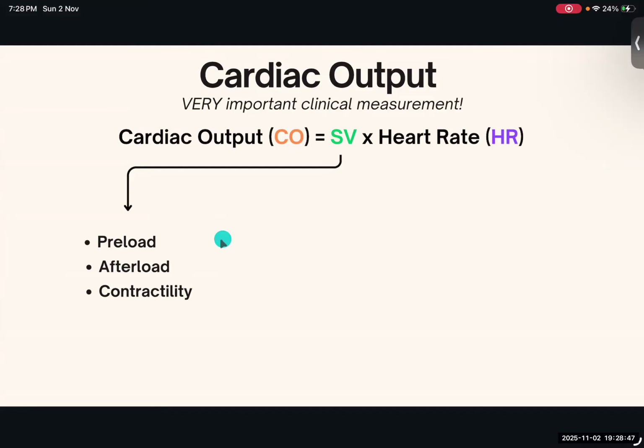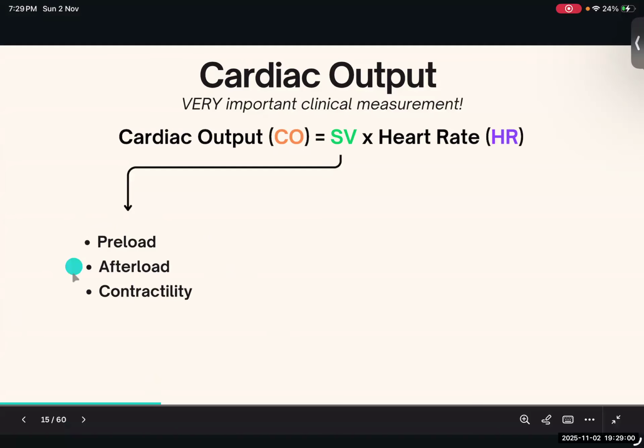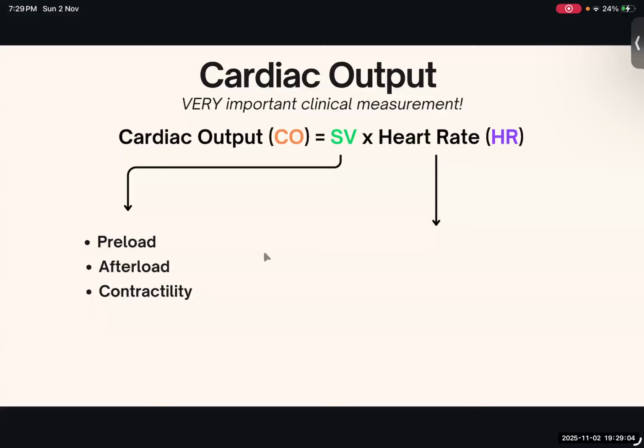Now, increasing the end diastolic volume increases preload, and we're going to talk more about this in a minute. The afterload is going to reduce stroke volume. We'll also discuss that in detail, and then we can increase the contractility. Now, contractility is basically how hard the heart contracts, or how strong one pump of the heart is. And we can also increase or decrease the heart rate, and that's going to be very straightforward.